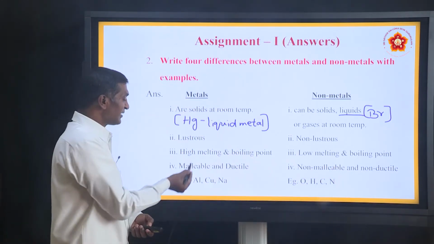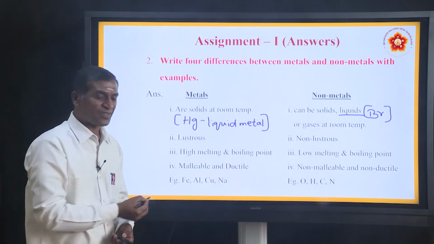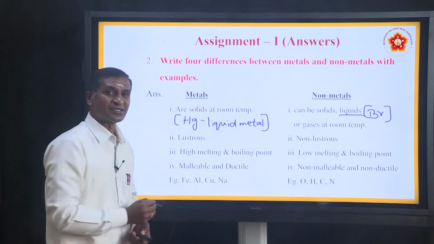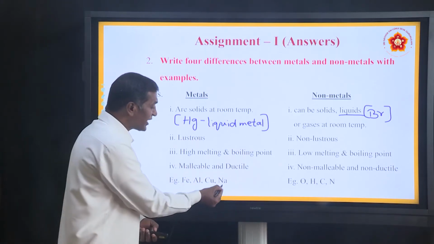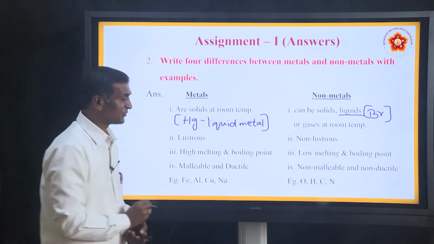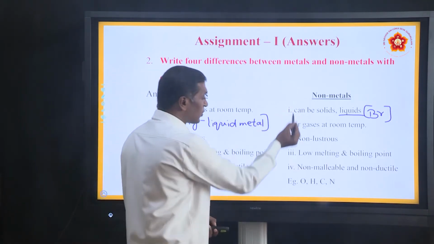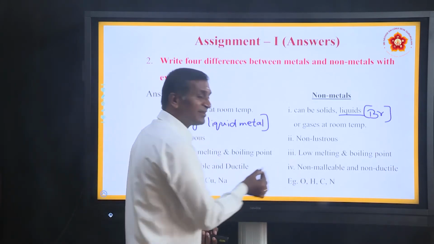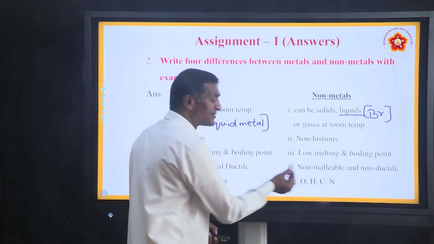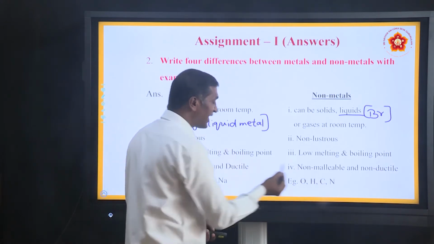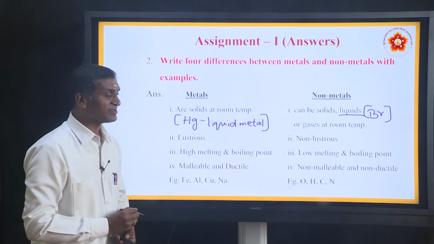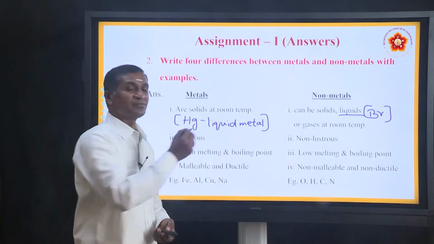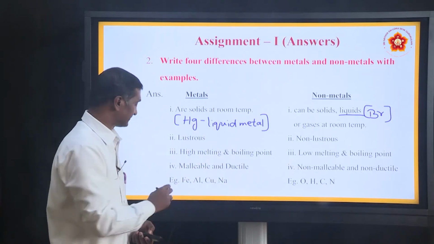The metals: iron, the symbol is Fe. Aluminium, symbol is Al. Copper, the symbol is Cu. Sodium, the symbol is Na, are the examples. For the non-metals: oxygen, O. Hydrogen, H. Carbon, C. And nitrogen, N. These are the symbols of the elements which are non-metals.